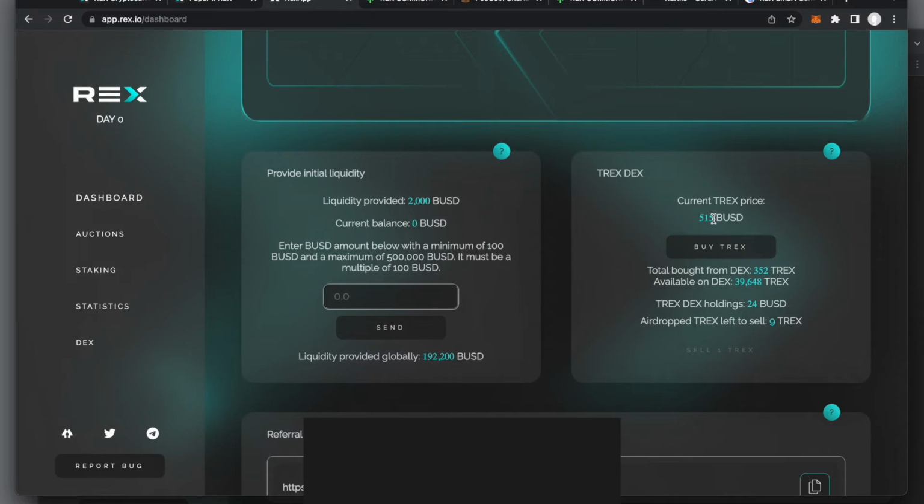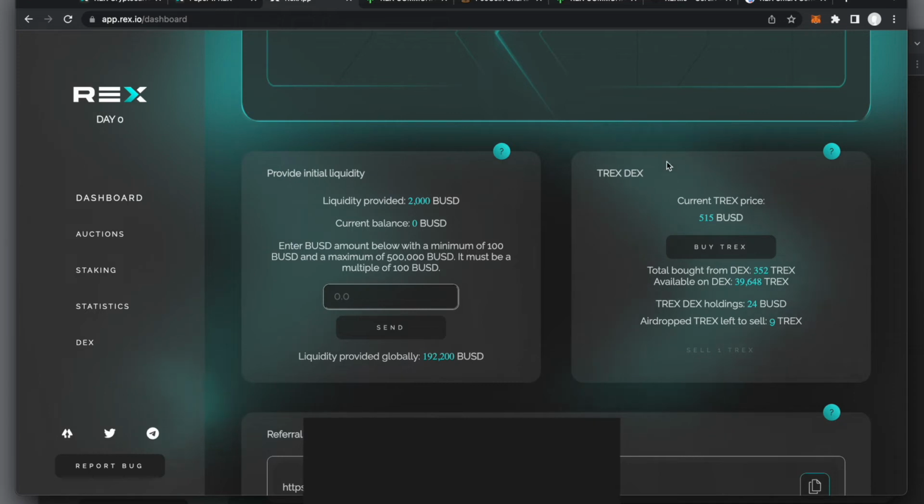So it'll stay at 515 until it reaches the next 100 TREX sold by the contract, at which time the price will go up to 520. Then after the next 100 are sold, it'll go to 525 and so on. Because there's 40,000 TREX to sell, this will go up to a price of 2,500 by the time all the TREX are almost sold out of this contract.